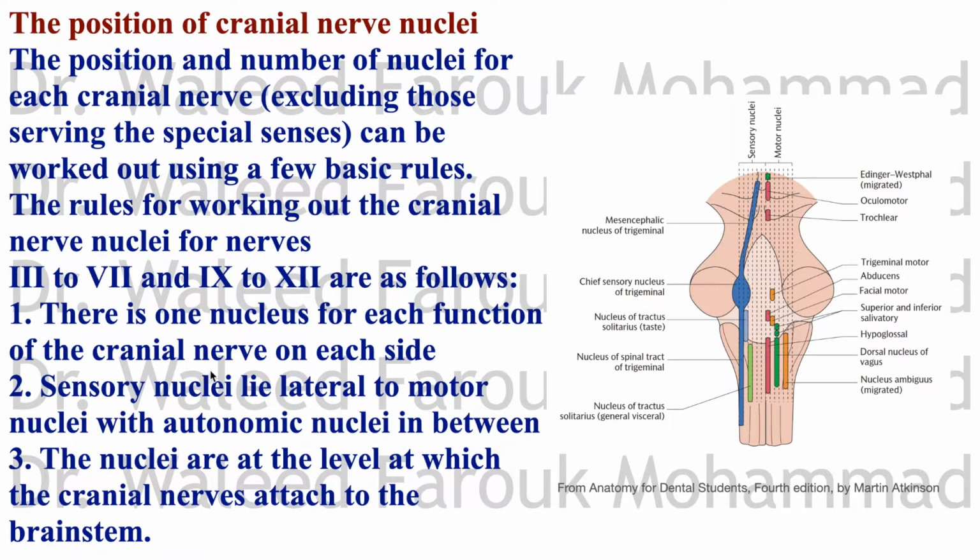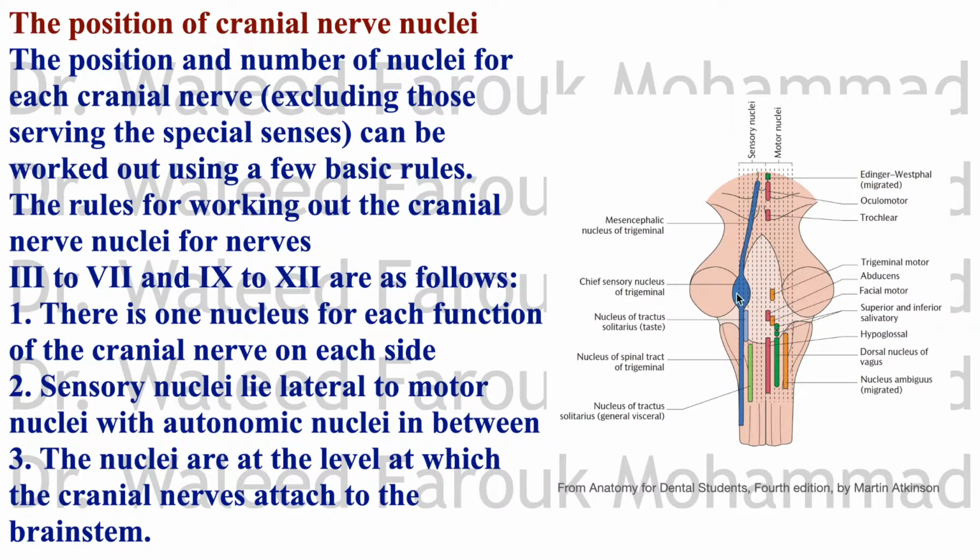Sensory nuclei lie lateral to motor nuclei, as we studied in the relationship in the brainstem before, and the nuclei are at the level at which the cranial nerves attach to the brainstem. So you'll expect to find the nuclei of the cranial nerve at the same level it leaves or attaches to the brainstem. As you can see here, the brainstem is divided into 2 halves.